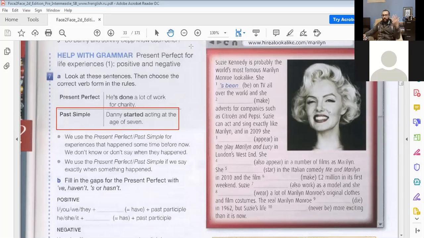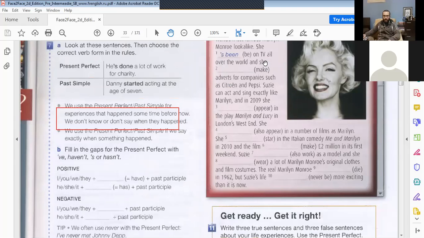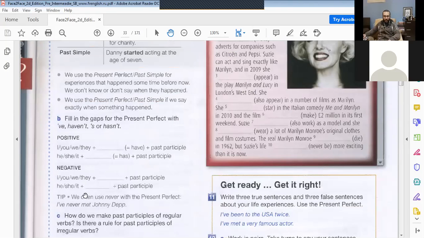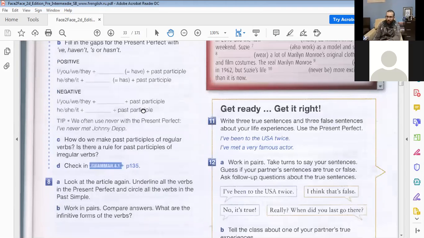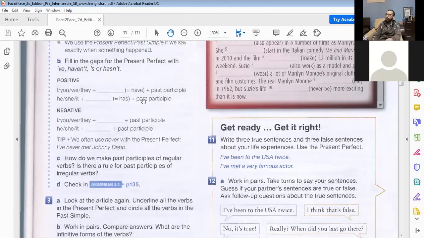So we covered this in our last lesson, of course. And we also talked about the positive and the negative of present perfect and how to make it. We talked about never, how to use never. We agreed that never is one of the time phrases which is used with the present perfect, and also the present simple. You can use it for both of them, but you can't use never with the past simple. So it's very important to know how to use these words.